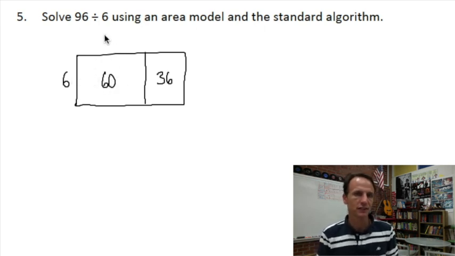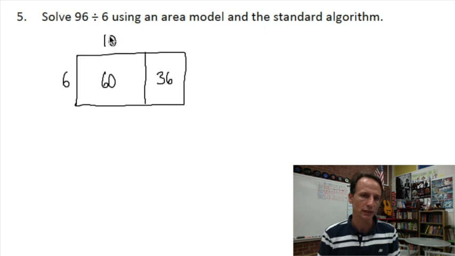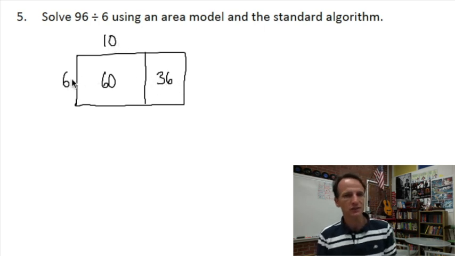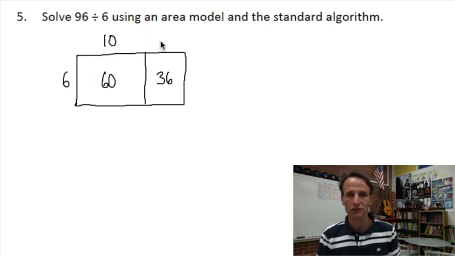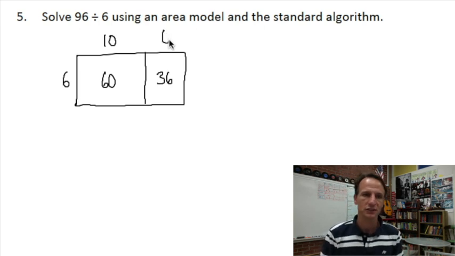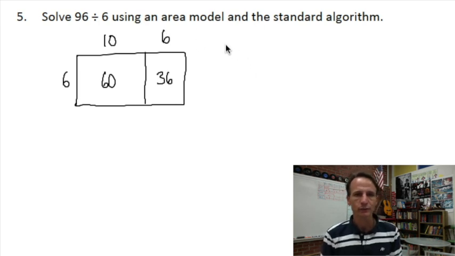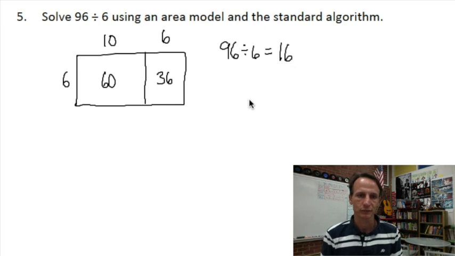60 divided by 6, yeah, we already know it's 10. That's why we did it. And 36 divided by 6, well, you know your facts. 6 times 6 is 36. So there we go. And so we can just state here, it's always good to state your answer, that yes, indeed, 96 divided by 6 is 10 and 6, right? 16.